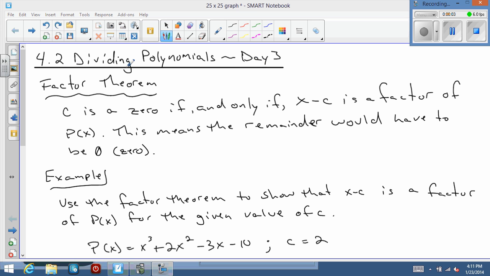This is 4.2, Dividing Polynomials, Day 3. Today we're going to be talking about the factor theorem.